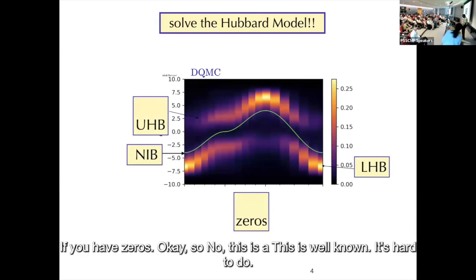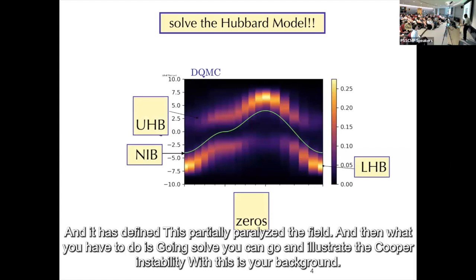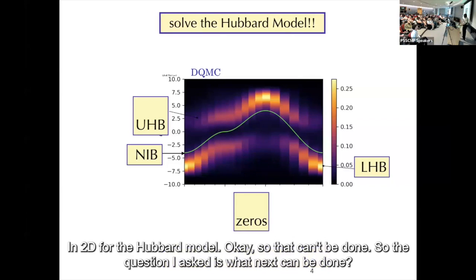You have zeros. Okay, so now this is well known, but it's hard to do. And it has partially paralyzed the field. And then what you have to do is illustrate the Cooper instability with this as your background in 2D for the Hubbard model. Okay, so that can't be done. So the question I asked is what next can be done?